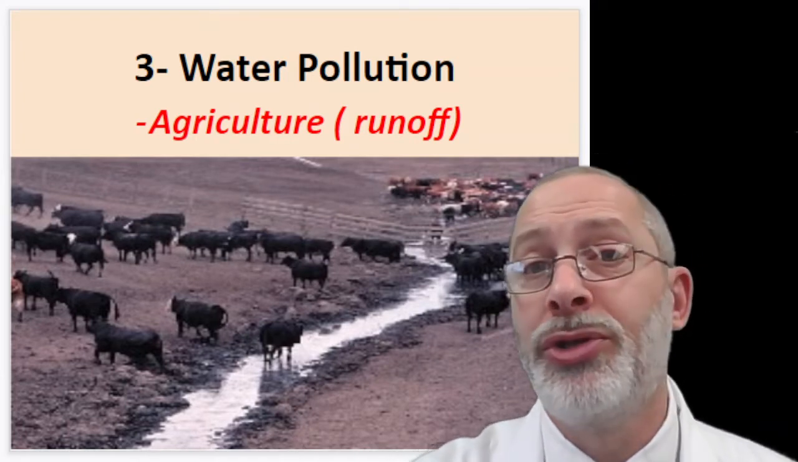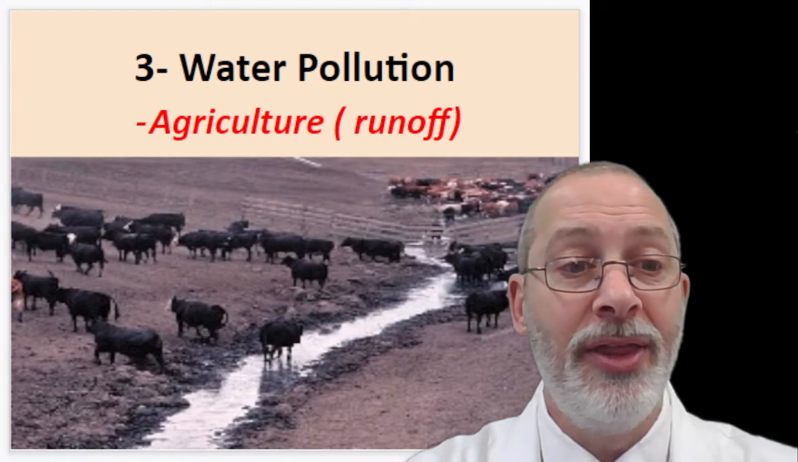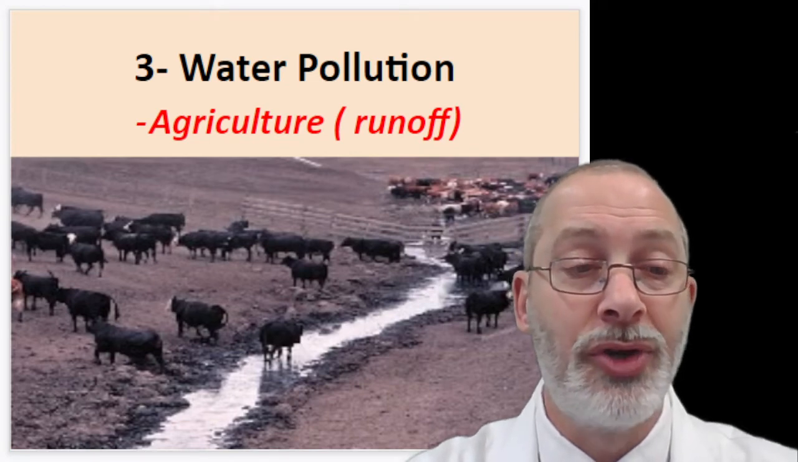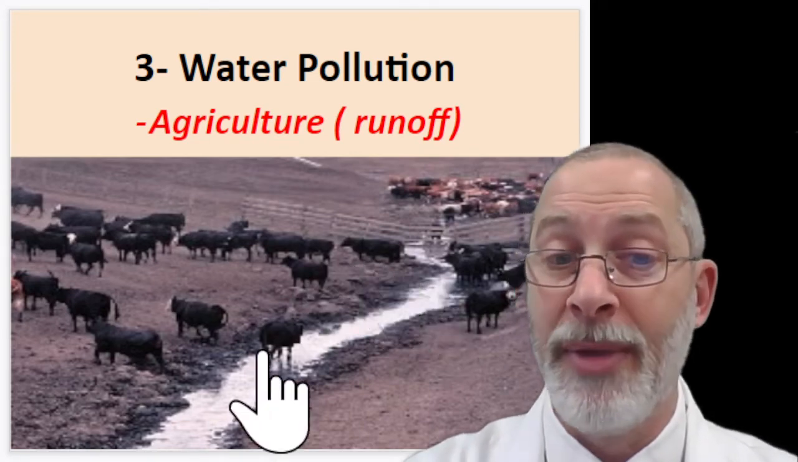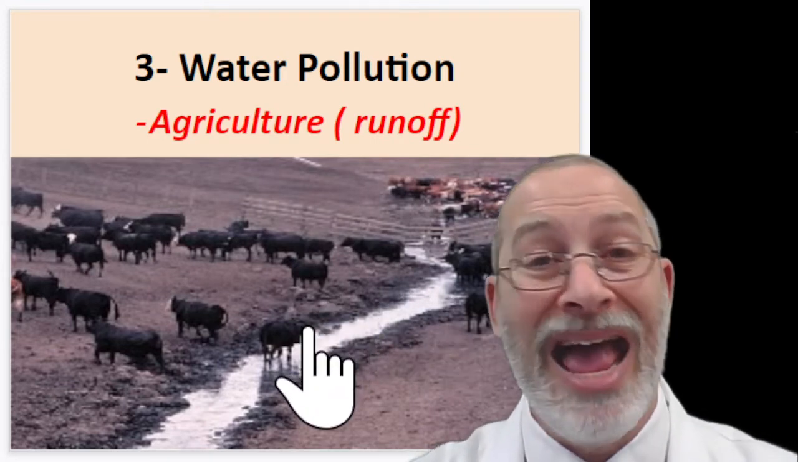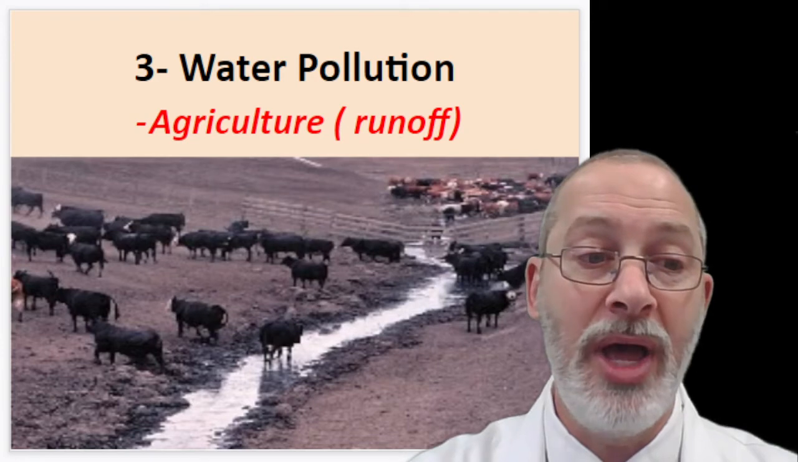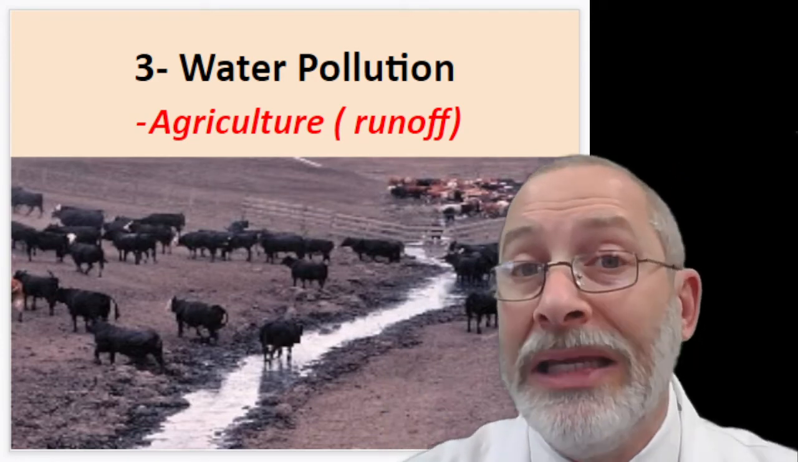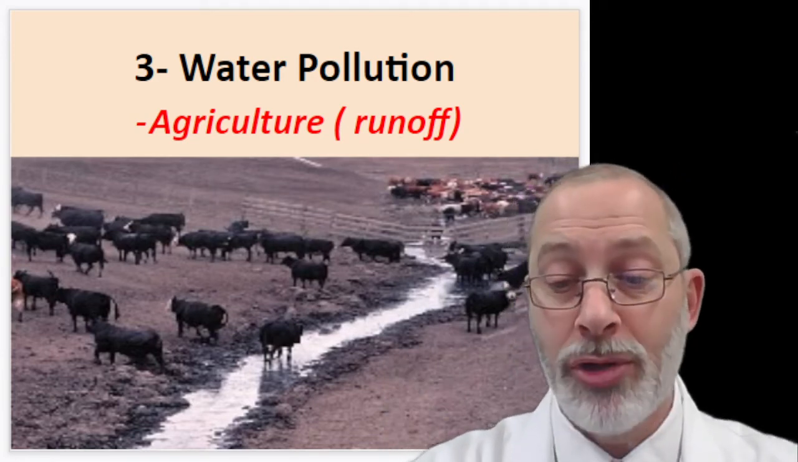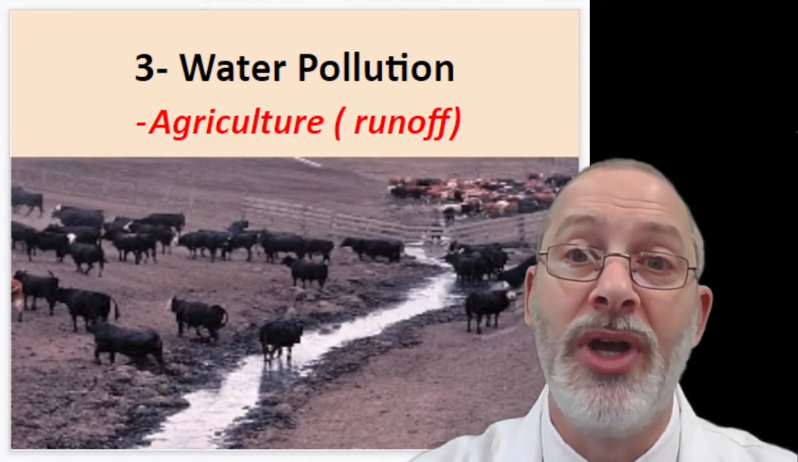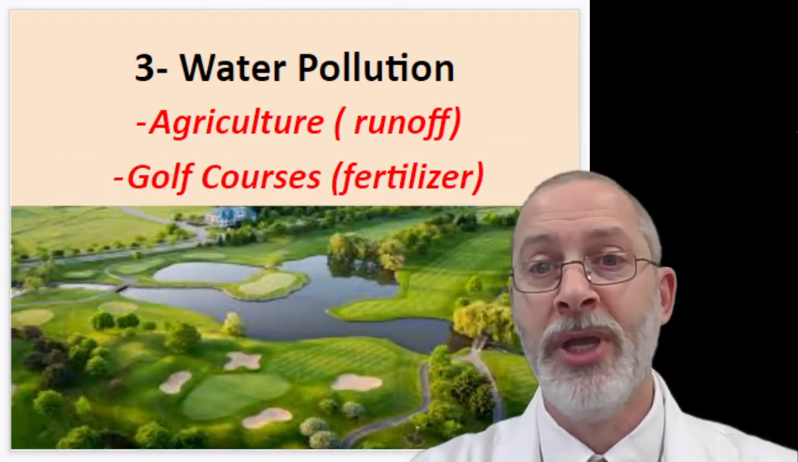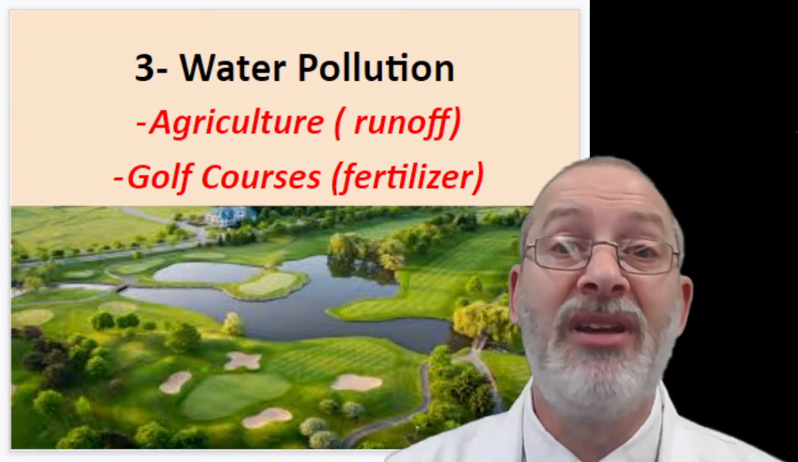But in agricultural areas, there certainly are going to be other chemicals in addition to the animal excrement, but there may be fertilizer in the field as well that can flow into the water. So agricultural sources are one source of water pollution. Another source is golf courses.